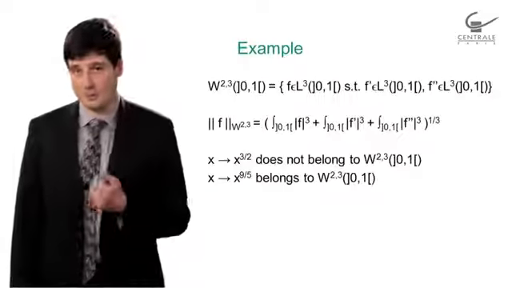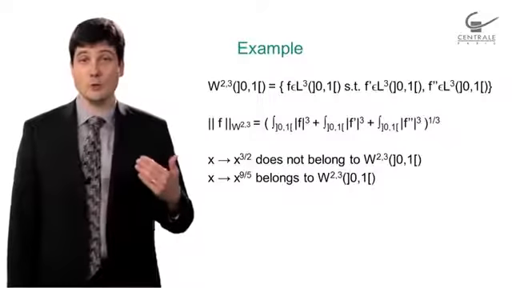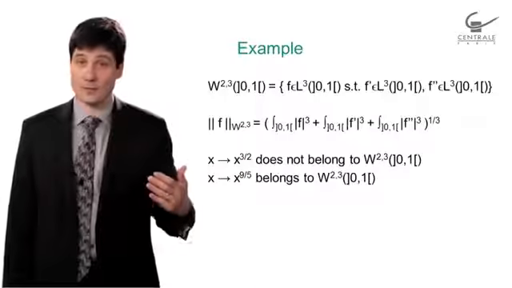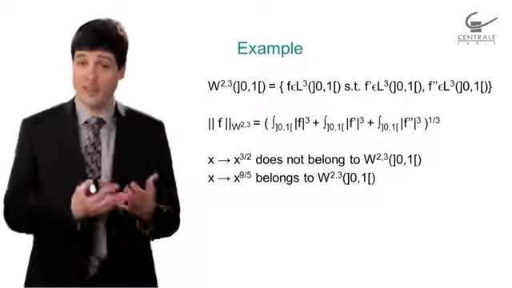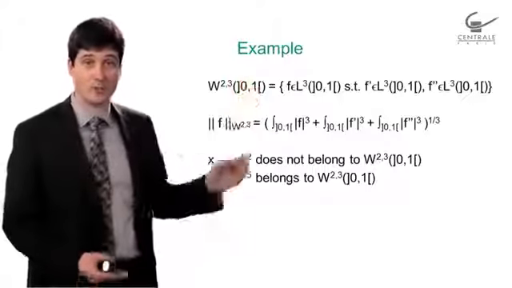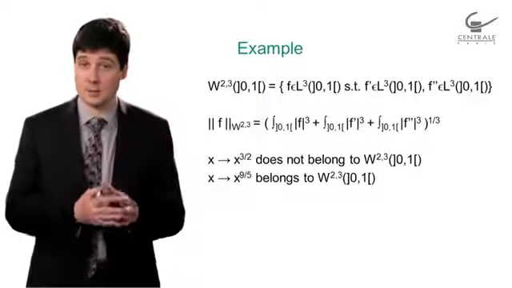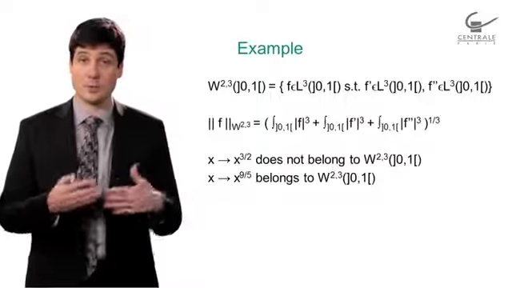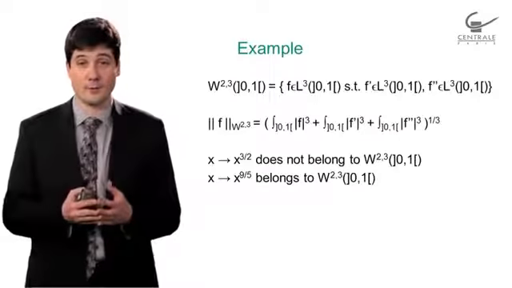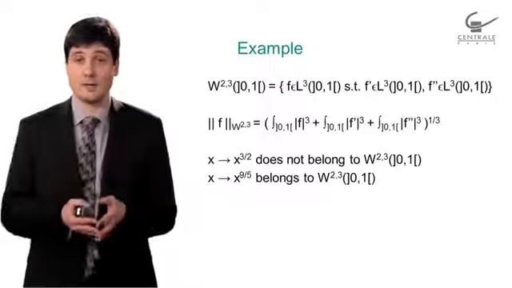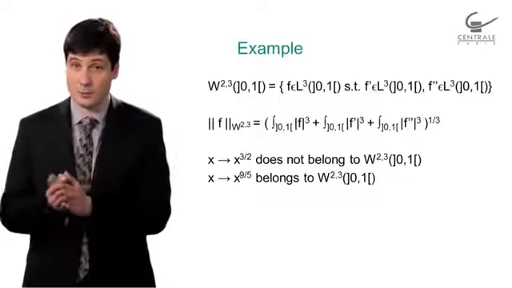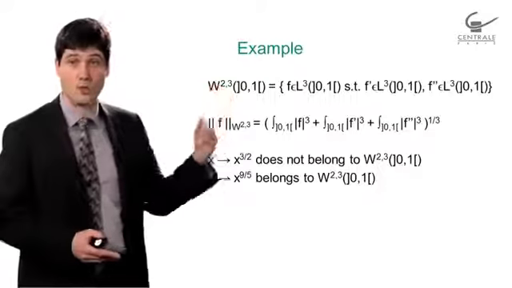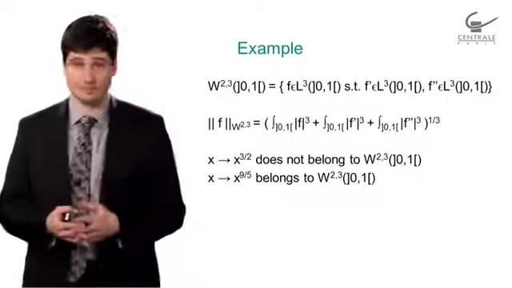I'm going to give you an example. W^{2,3} of the interval (0, 1) is the set of all functions f that are in L^3, because of the 3 which is here. So all the functions f that are in L^3 of (0, 1), such that the derivative of f is in L^3 and the second derivative of f is in L^3. The reason why I look at two derivatives is because of the 2 of the W^{2,3}.